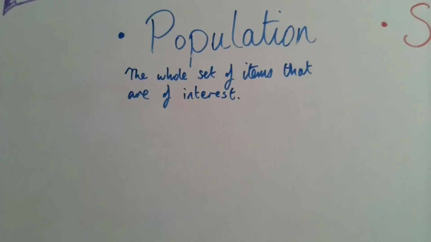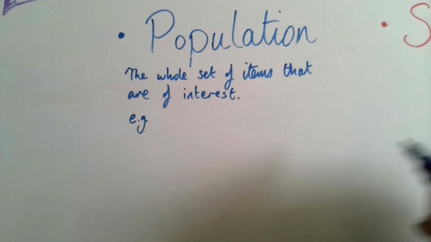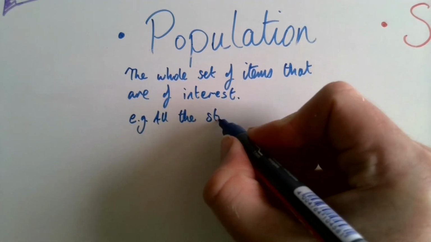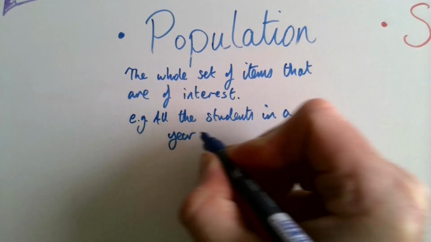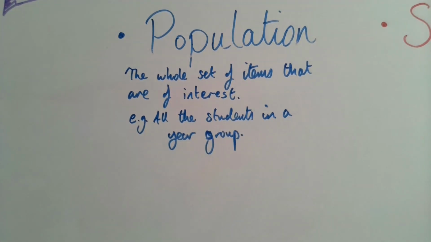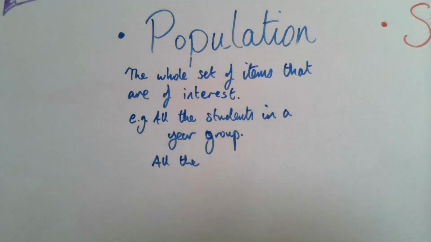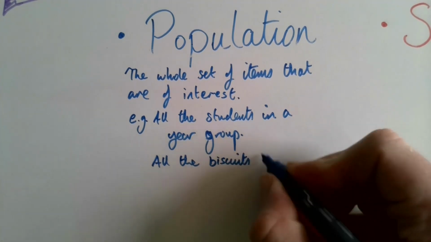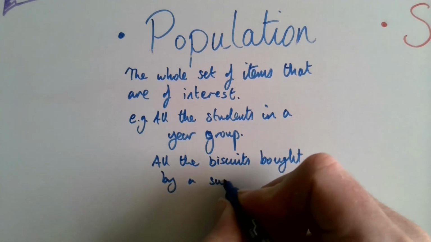So starting off with population, it's the whole set of items that are of interest. So e.g. all the students in a year group, or school. It could be, couldn't it? Another thing, it could be all the biscuits bought by a supermarket.